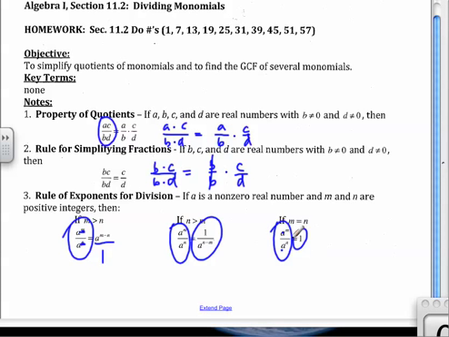And these examples, you're going to see, we're going to roll through them very quickly because you've been doing them. But these are the concepts that we're going to be using when we're dividing polynomials. Okay? And I want you to remember that.